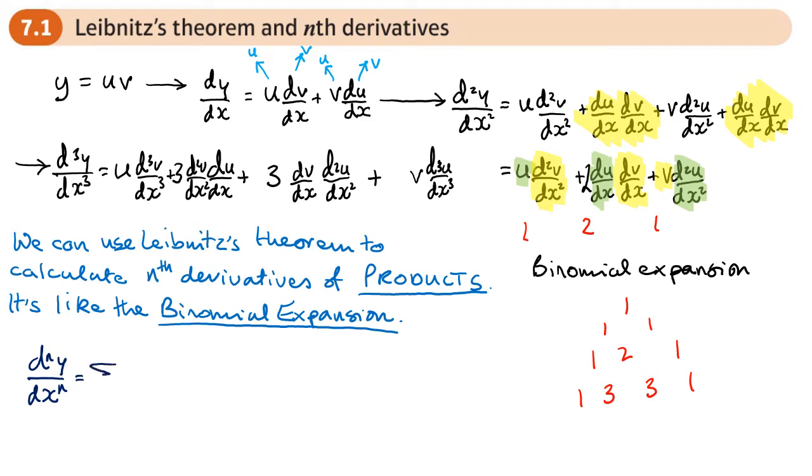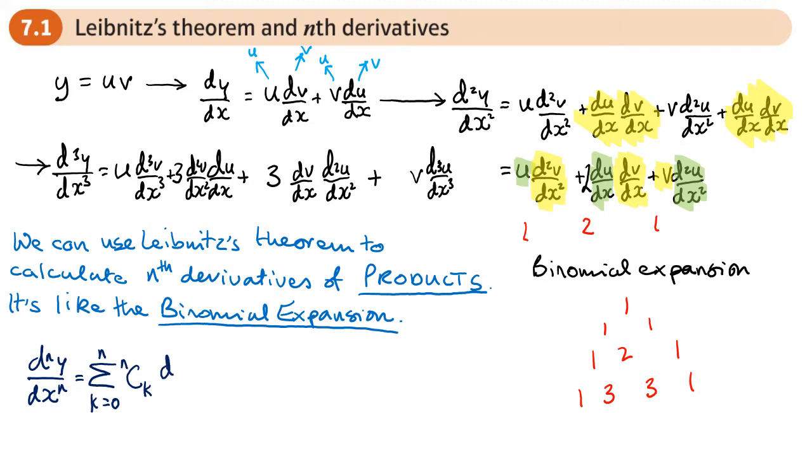So this will be the sum of k equals 0 to n. This is basically saying we're writing out a sum of terms from the 0th term to the nth term. Then we need to work out these coefficients. Now we can write this as n over k, or nCk. So these are basically the coefficients, like the 1, 3, 3, 1 or the 1, 2, 1 coefficients. And each one of those gets multiplied by these derivatives.